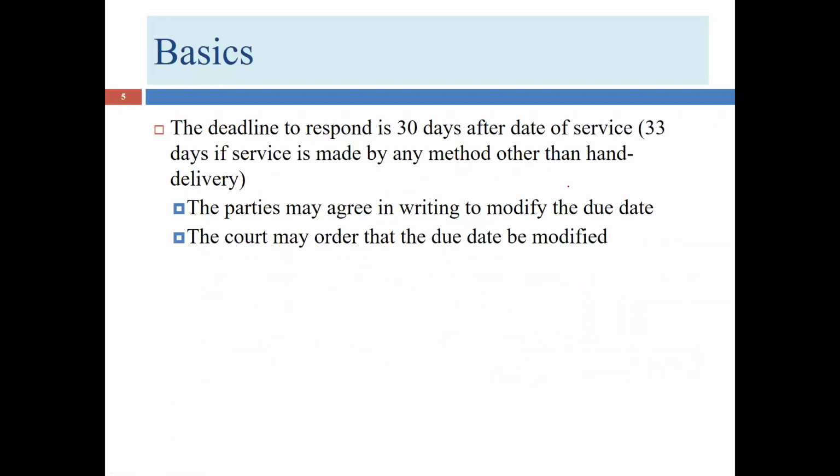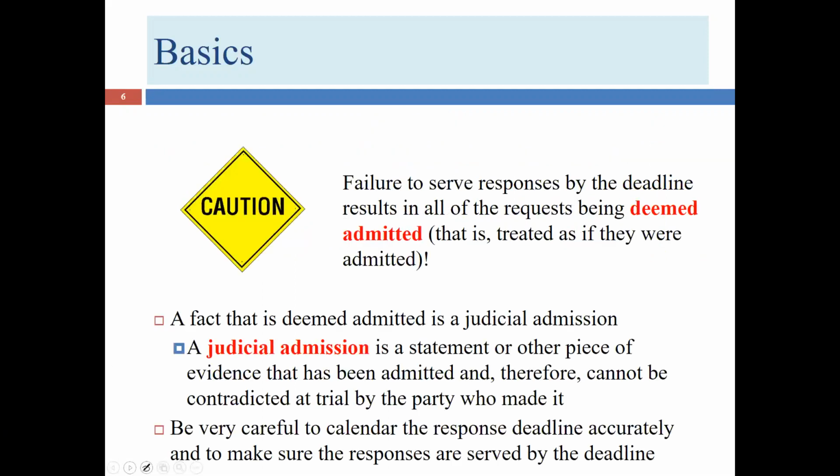How long do we have? Speaking of the deadline, we have 30 days. This is the same deadline that we've seen with the interrogatories and requests for production. Obviously, it becomes 33 days if it's delivered by some means other than hand delivery. And as we've seen in the other written tools, the parties can expand upon that date, and the court can also change that date. As I've noted before, you need to be sure to calendar this date.